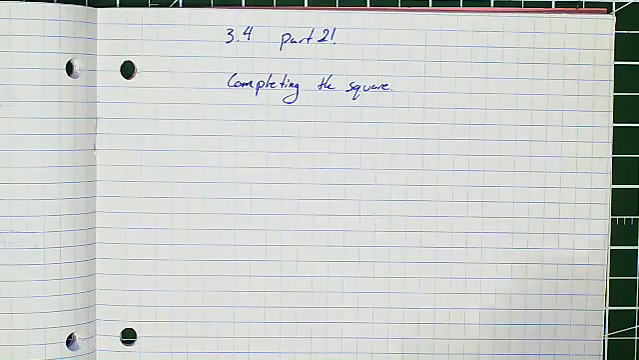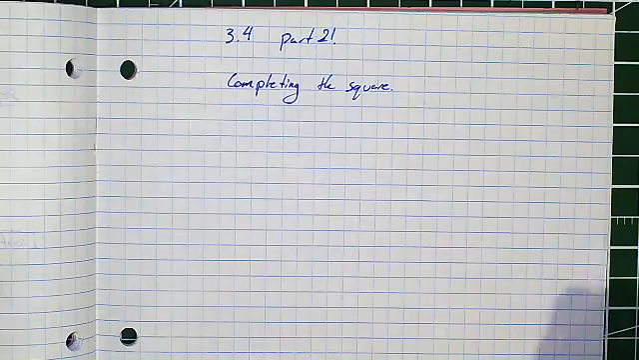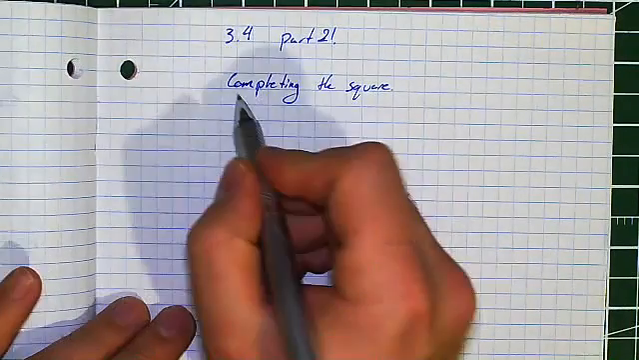Alright, this is 3.4 part 2. That was my daughter. And we are going to be completing the square.